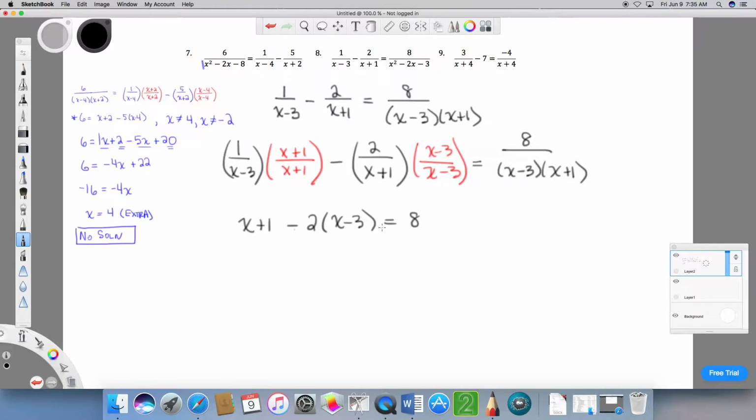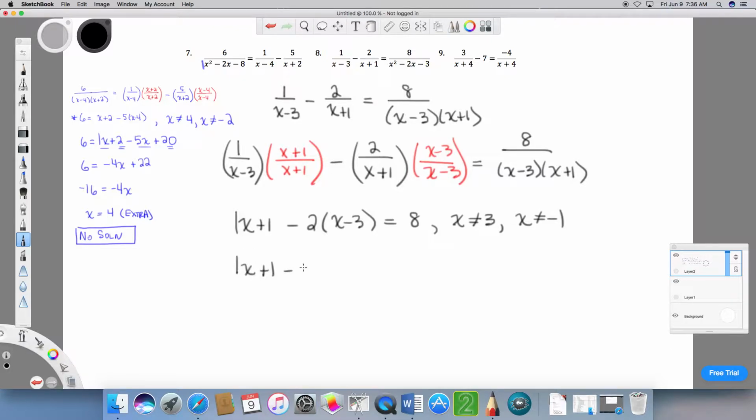And this equation, however, when we multiply both sides by the common denominator, we may have introduced solutions that satisfy this equation that don't satisfy the original equation. We can't allow x equals 3 to be in our solution set, and we can't allow negative 1 to be in our solution set because they cause division by 0. So let's see what we get here when we solve this equation.